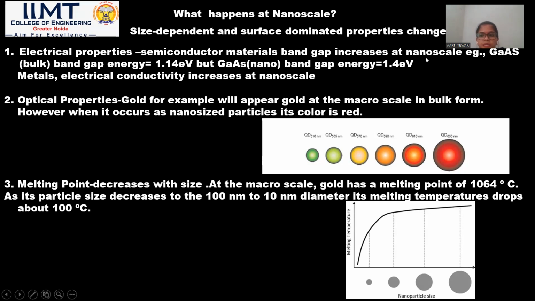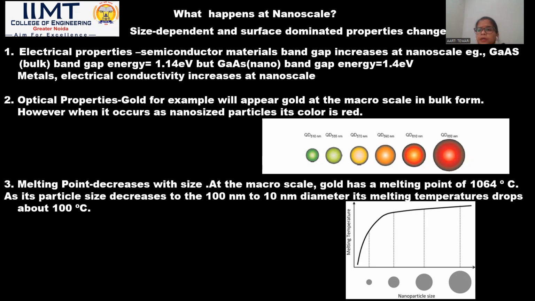The first property that changes is the electrical property, right? What is an electrical property? The band gap. Now, what is band gap? Band gap is the difference in energy level of the valence band and the conduction level, right? If I take a semiconductor material to the nanoscale, the band gap would increase.